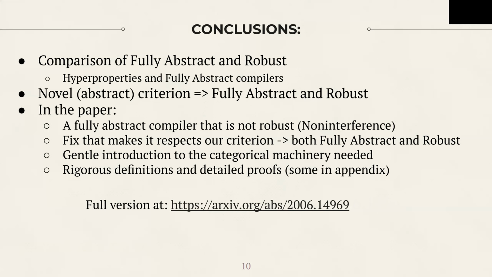In the paper, you can find way more. You can find an example of a fully abstract compiler that is not robust, because in particular, it does not preserve the robust satisfaction of non-interference. Then we show how such a compiler can be fixed, so that it respects the novel criterion we introduced, and can be both fully abstract and robust. Of course, you can find all the definitions and all the proofs in the paper or in the appendix, together with an introduction to all the categorical background that is needed to understand this work.